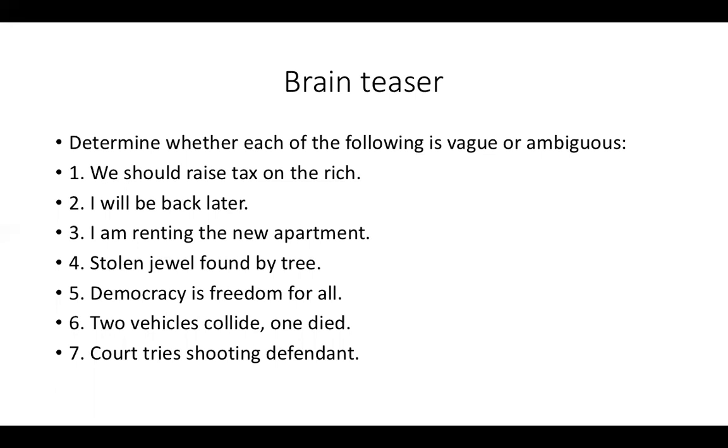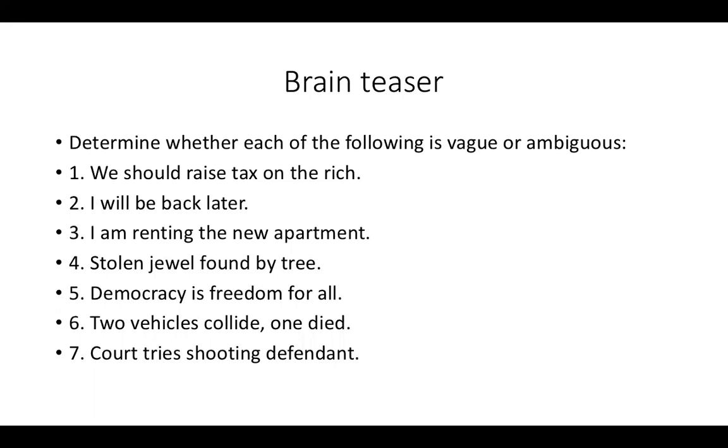So you can see number 1 is vague, because raising tax on the rich, the problem is, who are the rich? How much does someone have before you can say he's rich? So number 1 is vague. So if you want to correct number 1, you should say you should raise tax on people with a certain income. And you have to specify the income in figures. Number 2, I'll be back later. Later is vague. Later has no boundary of application. Just like rich in statement 1.